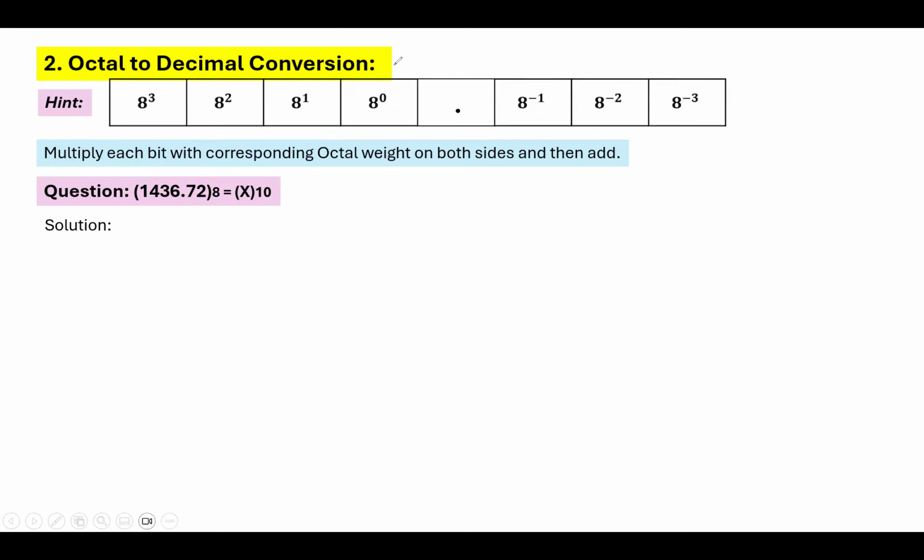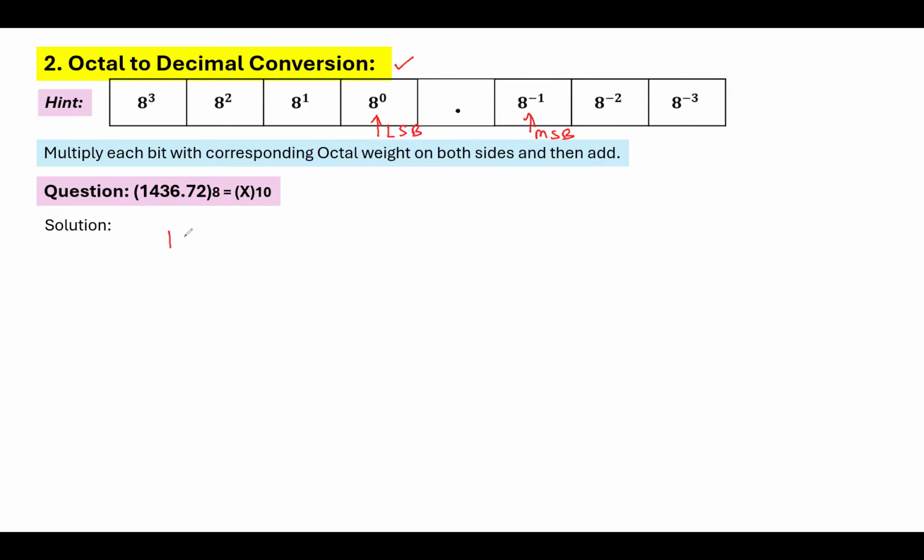The next conversion is octal to decimal conversion. To do this conversion, we should apply the octal weights for the integer part and the fractional part. The octal weights for the integer part start from 8 power 0, 8 power 1, 8 power 2, 8 power 3, from the LSB. For the fractional part, 8 power minus 1, minus 2, minus 3, like this.